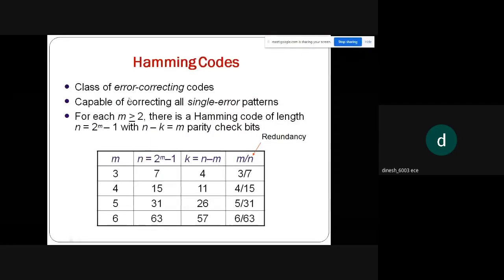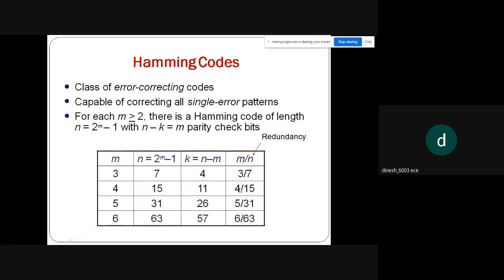So, are you getting these answers? Check it out. If you substitute m is equal to 4, you will get n as 2 power m minus 1. So 2 power 4 is 16, minus 1 is 15. Similarly, you can find n minus k. n is 15, m is 4, so you get 15 minus 4, which is 11.